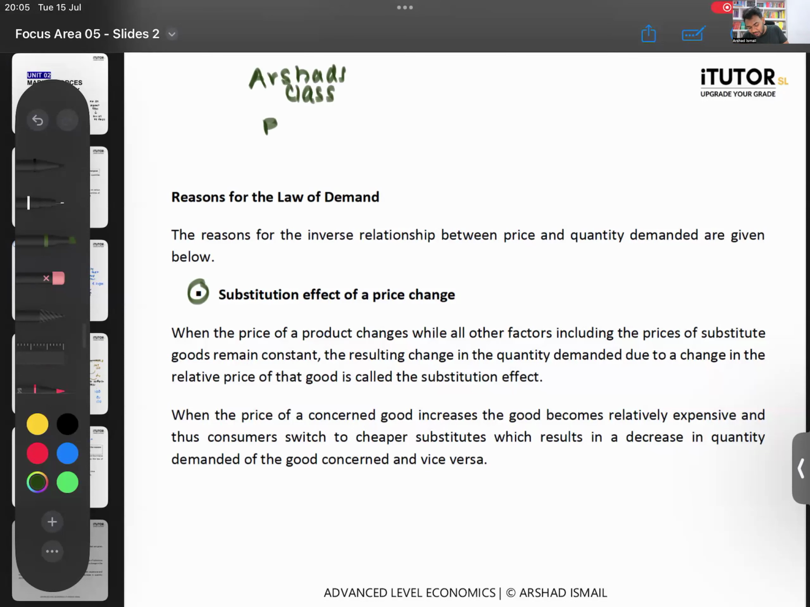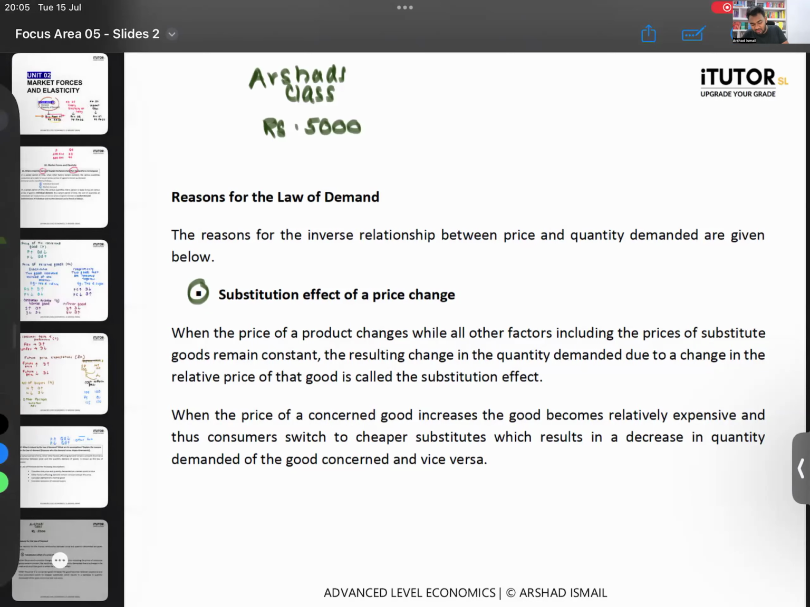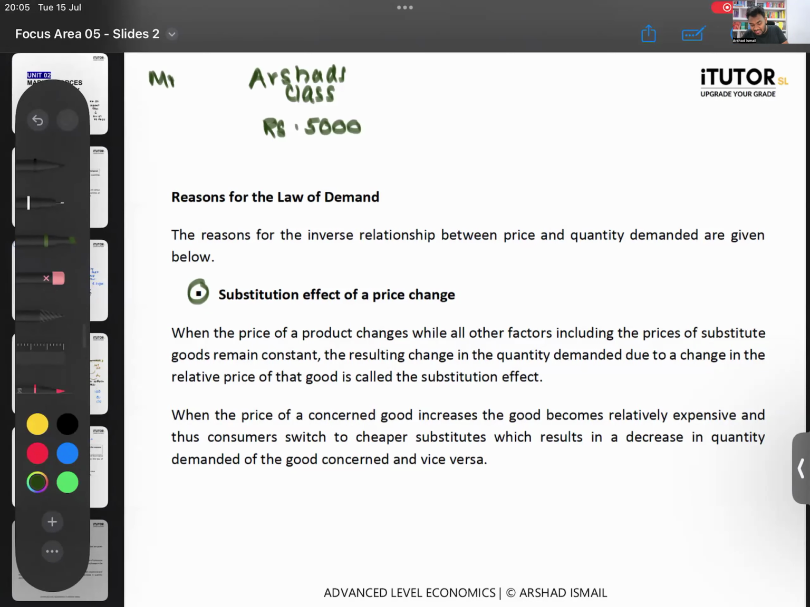So I am charging my 5,000 rupees. And let's say there is another teacher, right? Whom do you want to make the other teacher? Can you give me an initial? A, B, C, D, E, F, G. Mr. K? Right. So we have Mr. K as the other teacher that is there. Let's say that person also charges 5,000 rupees.